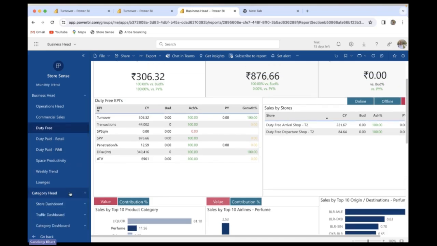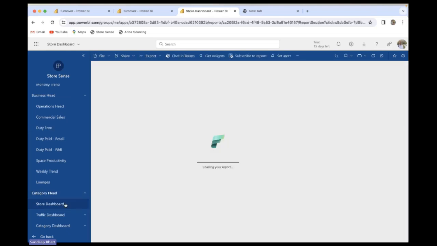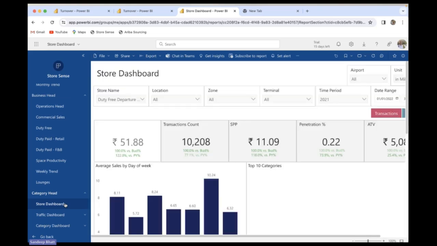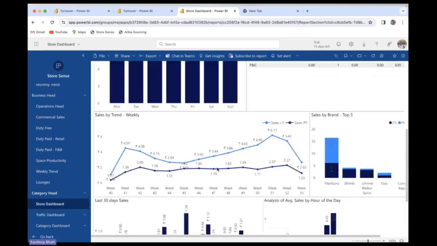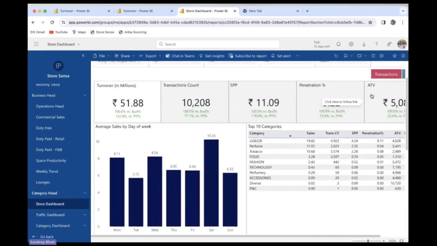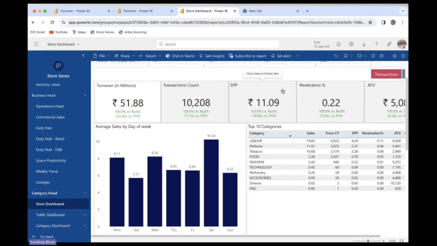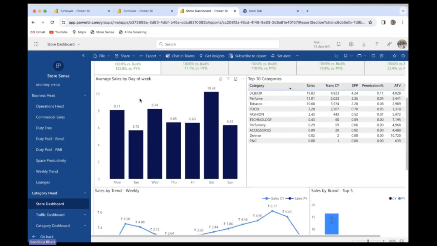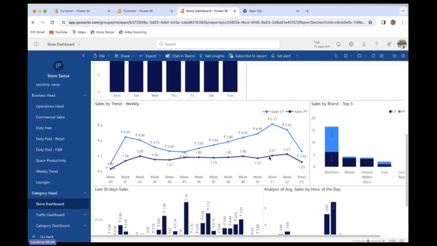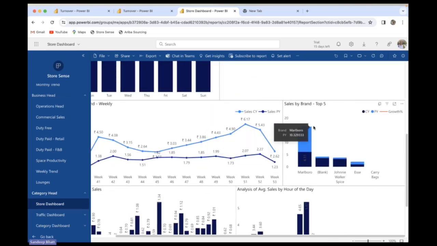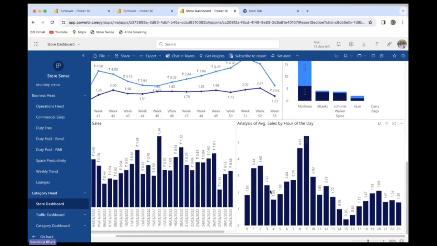Now let's look into one of the dashboards of the category head, for instance the store dashboard. As far as the store dashboard is concerned, what I will see are the top important KPIs to look into, both in terms of transactions and units: turnover, transaction count, sales per pax, penetration, average transaction value, average sales by day of the week, or which day of the week has the maximum sales, top 10 categories, the weekly sales trend, sales by brand in terms of which brand is selling the most, and the day-wise sales and the hourly sales.